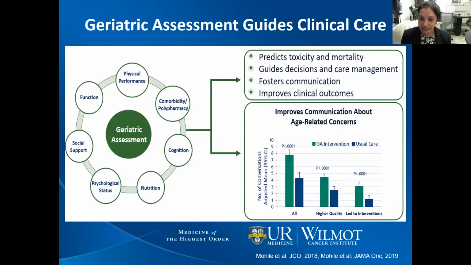We conducted a study called the COACH trial that showed that geriatric assessment helps identify impairments and improved the content and the quality of conversations related to aging at the point of clinical oncology care. So oncologists that received a geriatric assessment talked more about the concerns that a patient had related to things like cognition and falls with higher quality, leading to more geriatrics-based interventions that could improve clinical outcomes.